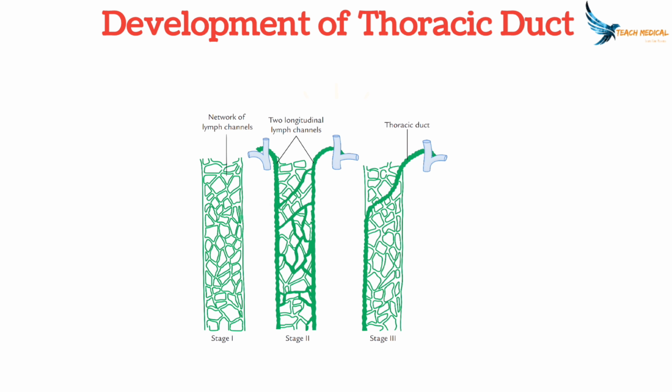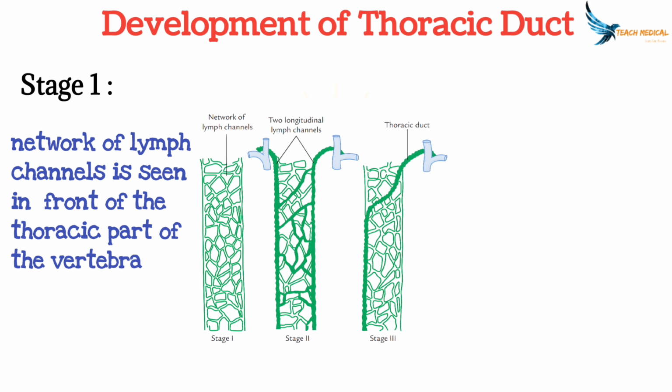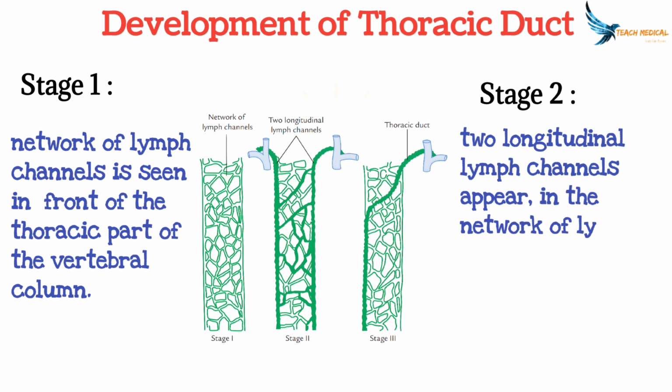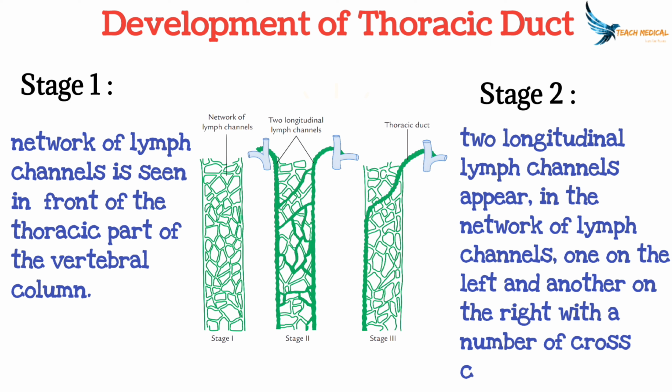There are 3 stages in the development of the thoracic duct. Stage 1. In this stage, network of lymph channels is seen in front of the thoracic part of the vertebral column. Stage 2. In this stage, 2 longitudinal lymph channels appear in the network of lymph channels, one on the left and another on the right with a number of cross communications.